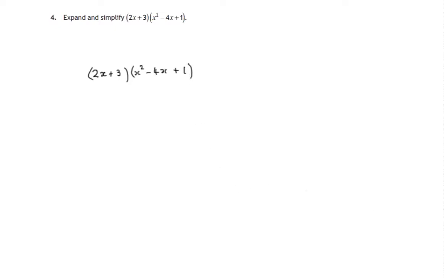The first way I'm going to show you is to take this term, 2x, and multiply each of the terms in the second bracket by it. Then we're going to take the second term and multiply each of the terms in the second bracket by it. So first of all, 2x times x squared, that'll give us 2x cubed.